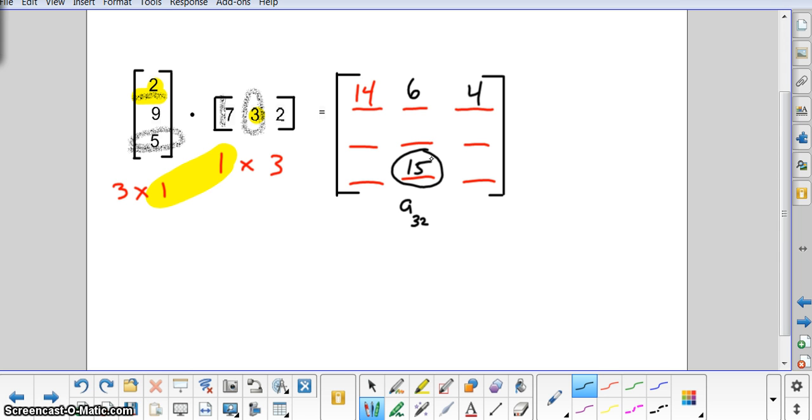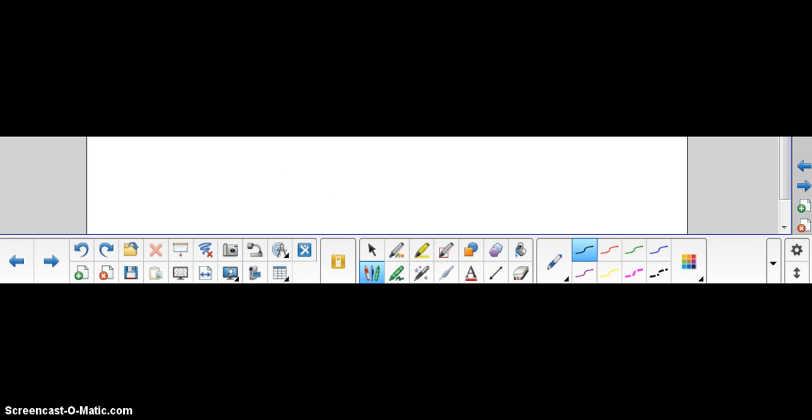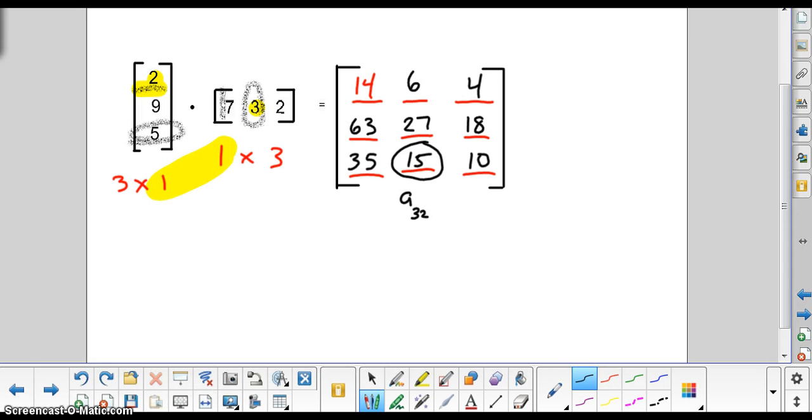Do me a favor, fill in these 5 remaining spaces and check back with me in a few minutes. Put me on pause. So I'm hoping I gave you enough time to put that on pause before these answers just popped up. But here they are. 63, 27, 18, 9 times each of those numbers, and so on and so forth. So if you have any questions, you can let me know about that tomorrow in class.